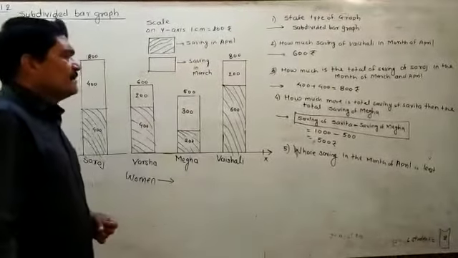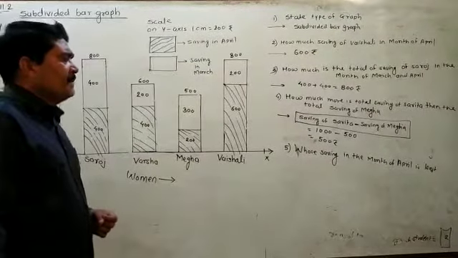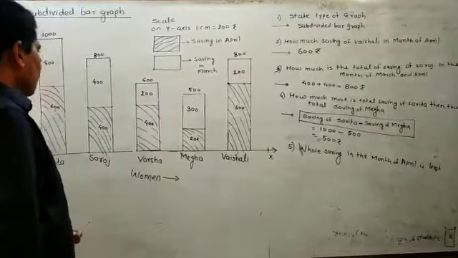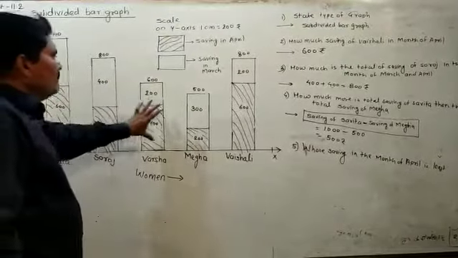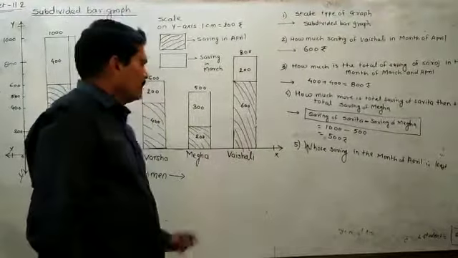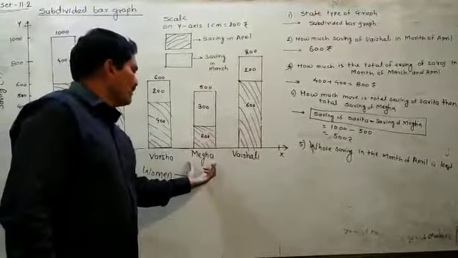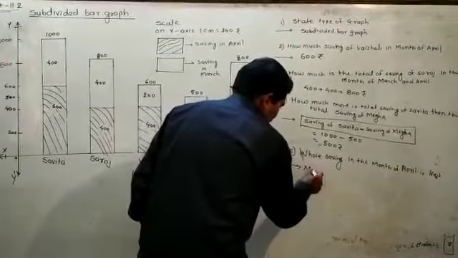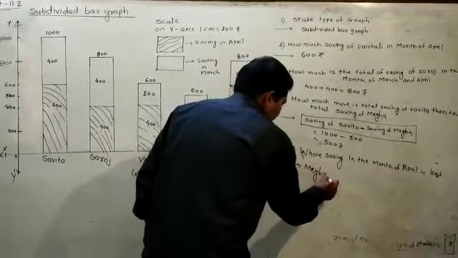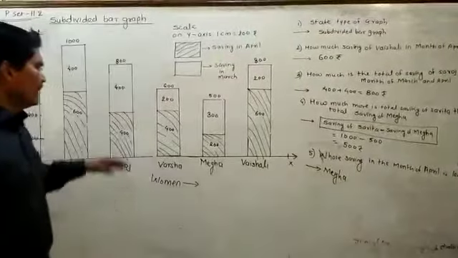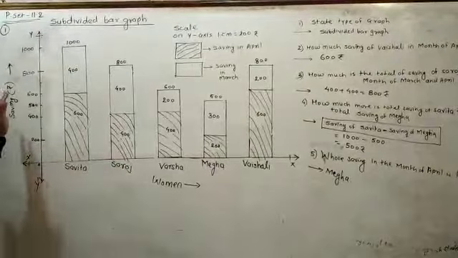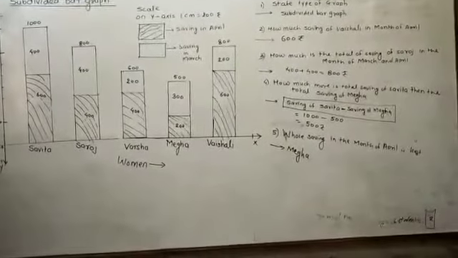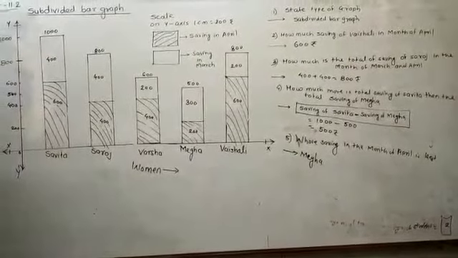Then whose saving in the month of April is least? This shaded region is the saving of the April month. And whose saving is least? So you have to say Megha. In this way, you have to study this bar graph, and according to that, you have to write the answers to the given questions.